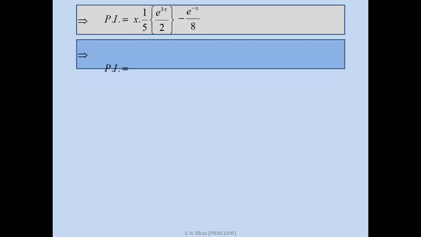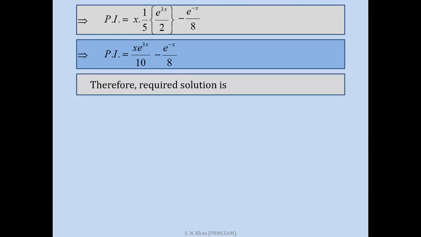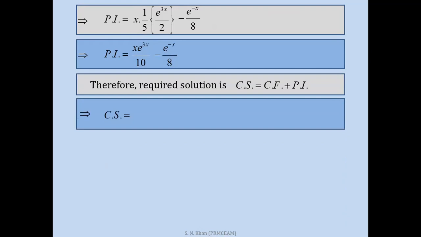So simplified value PI it will become x into e to the power 3x/2 upon 2, and minus e to the power minus x upon 8. So this is the simplified value of PI. अभी कंप्लीट इक्वेशन से D रिमूव हो गया, it means that we got the solution. और जो सॉल्यूशन रहेगा वो इनफिनिटी नहीं आना चाहिए. Now finally required solution of given differential equation is given by CS equals to CF plus PI. So substitute here value of CF and value of PI.